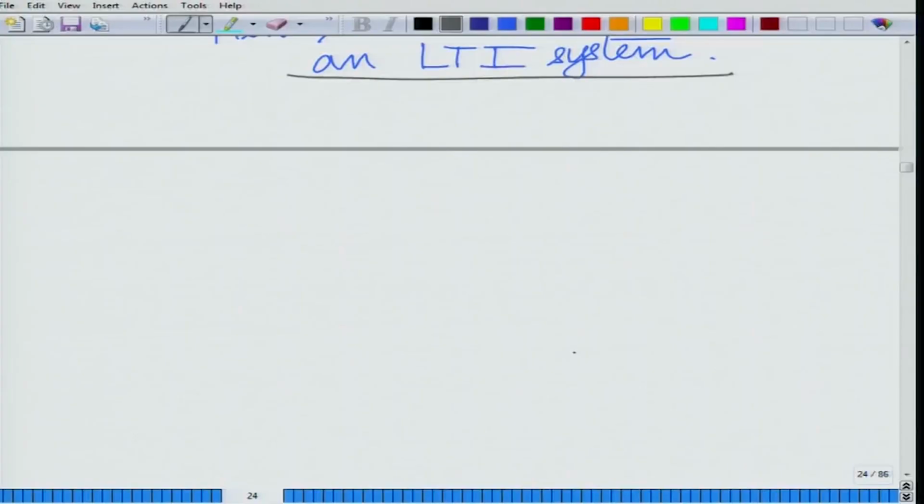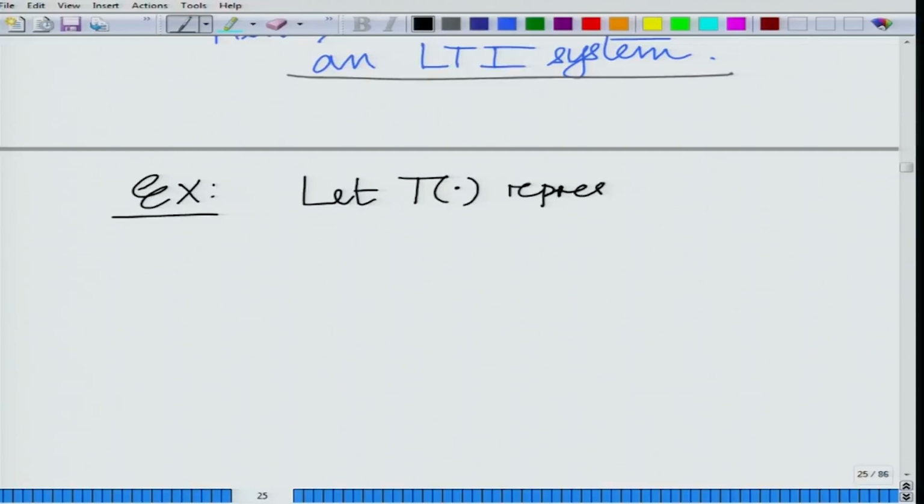All right. And let us do one final example to understand something. So let us do another final example for an LTI system, or consider, let the transformation represent, let this represent an LTI system.